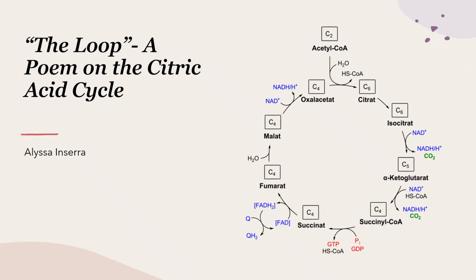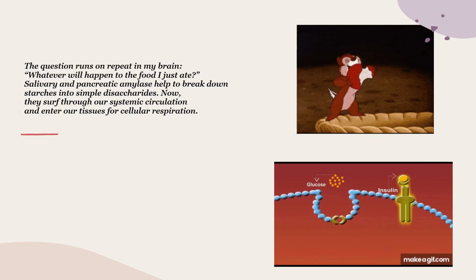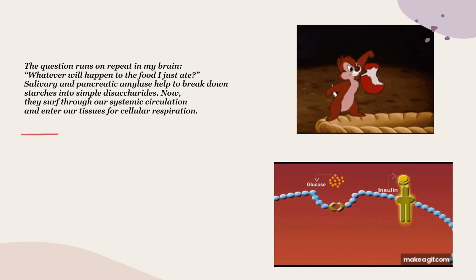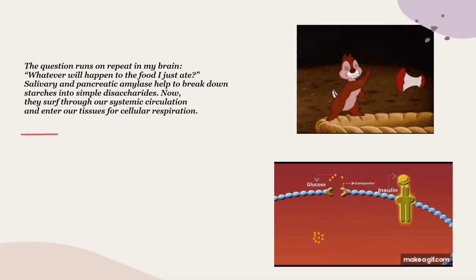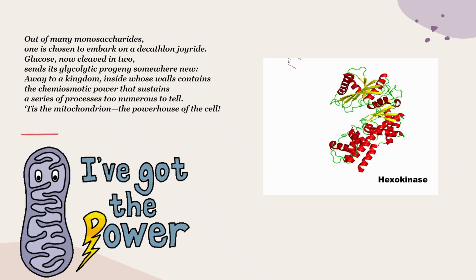The question runs on repeat in my brain: whatever will happen to the food I just ate? Salivary and pancreatic amylase help to break down starches into simple disaccharides. Now, they surf through our systemic circulation and enter our tissues for cellular respiration. Out of many monosaccharides, one is chosen to embark on a decathlon joyride.